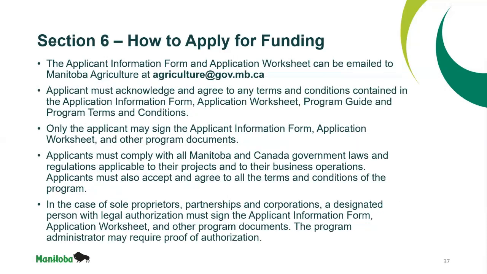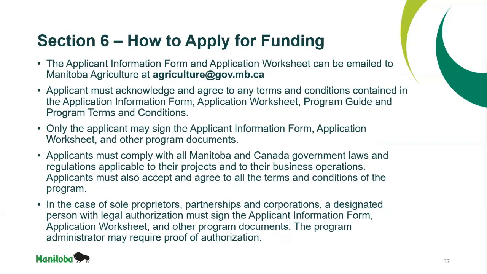A couple more points about how to apply for funding. The applicant information form and application worksheet can be mailed to Manitoba Agriculture at agriculture@gov.mb.ca. Applicant must acknowledge and agree to any terms and conditions contained in the application information form, application worksheet, program guide, and program terms and conditions.